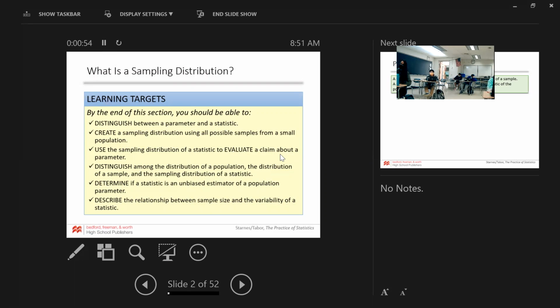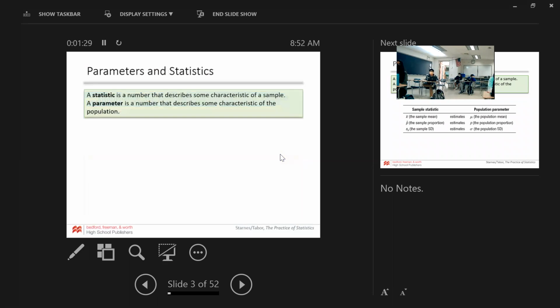Come down here. Distinguish among the distribution of a population. Well, we've done that. Distribution of a sample. We've done that. And the sampling distribution of a statistic. We have not done that. That's what this is about. It's essentially this fourth bullet point, the last part of that sentence. That's what you're looking for today. We already knew that. That's what Tamima just told.